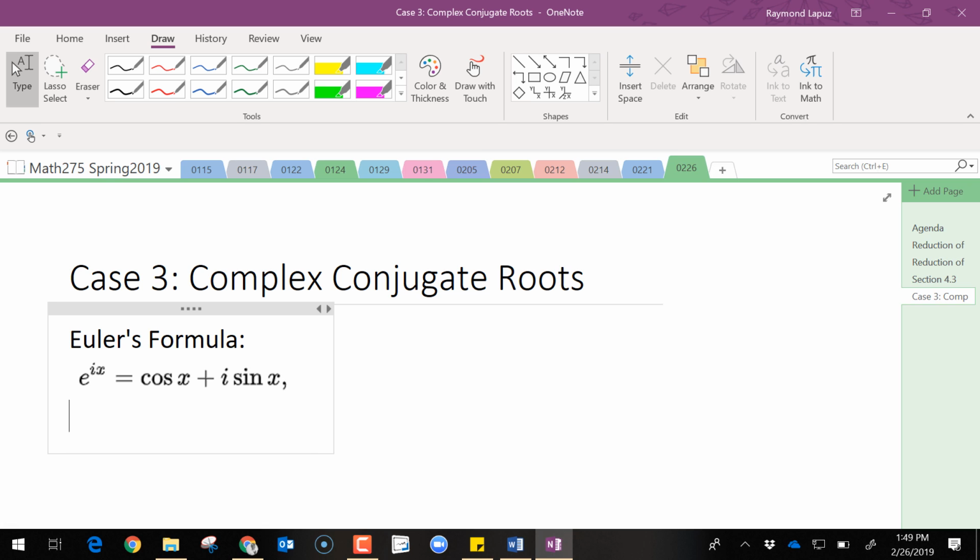So your answer is supposed to be e to the whatever the root is. And if your root has a complex number, an imaginary number i, we're going to have to use Euler's formula. Look at that. Isn't that cool?